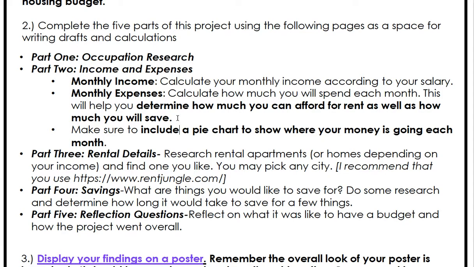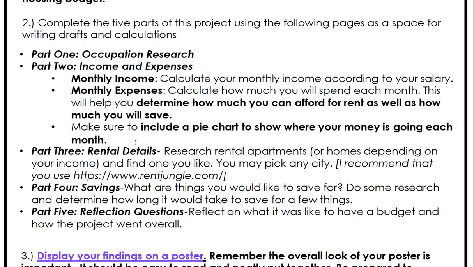This is really important, and we'll come back to this. I meant to delete this about including a pie chart, so do not worry about doing that. If you want to do extra credit to bring your grade up, I will let you do extra credit, but not everybody needs to do that.